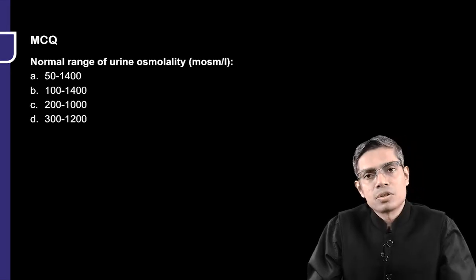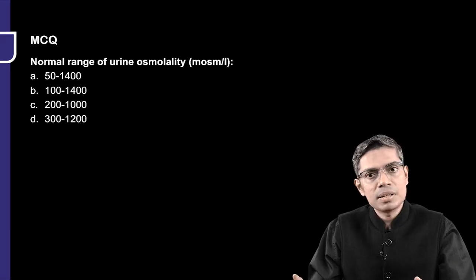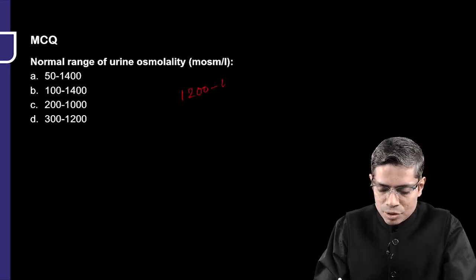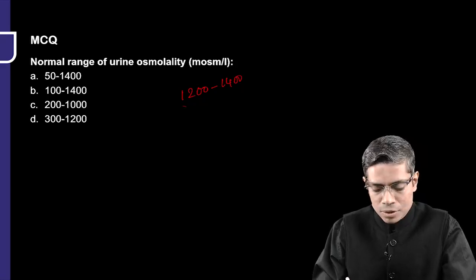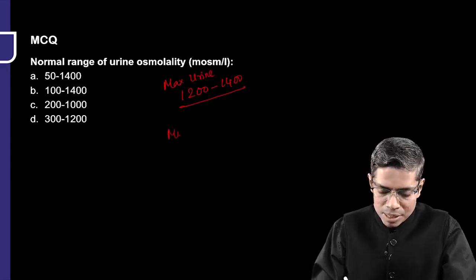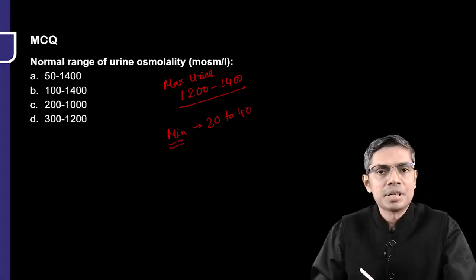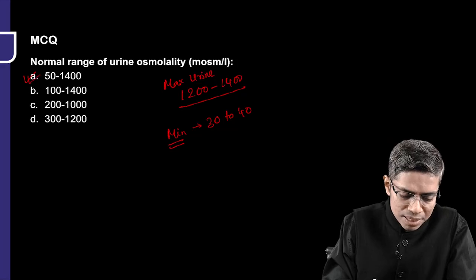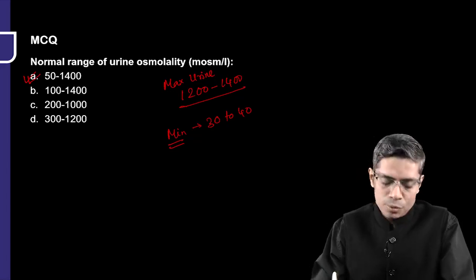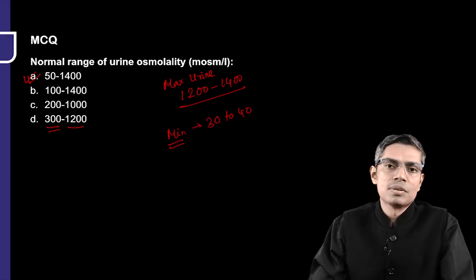Normal range of urine osmolality. I told you, if the medullary interstitium is hypertonic, urine will also be hypertonic. And what is the maximum medullary tonicity that can be generated? That is 1200 to 1400 milliosmol per liter. So the maximum urine tonicity can also reach up to this level, and the minimum urine tonicity can go down to 30 to 40 milliosmol per kg. So the best answer possible here is A, 50 to 1400 milliosmol per liter. Because if you look at the other option, 1200 is there, but 300 is not the minimum one. The minimum can reach 30 to 40 milliosmol per kg.